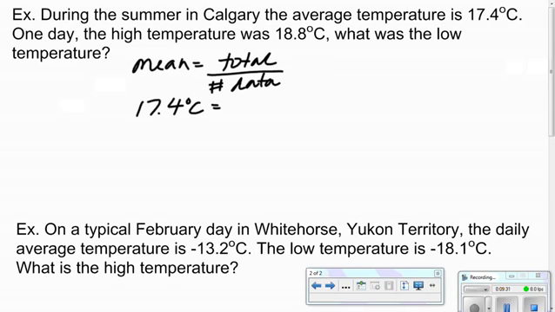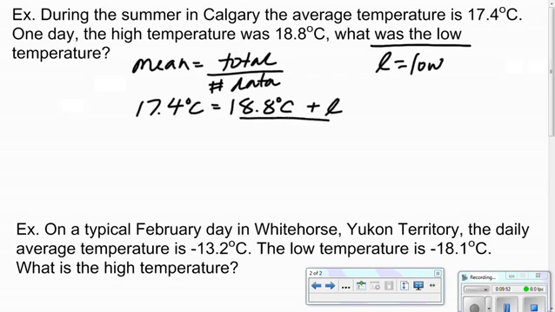The total is going to be the high temperature plus the low temperature. We don't know what the low temperature is, so I'm going to use L to stand for the low. If your L's look like 1s, don't use L. Use a different letter, or use a cursive L. And then number of data, that's going to be 2 pieces.